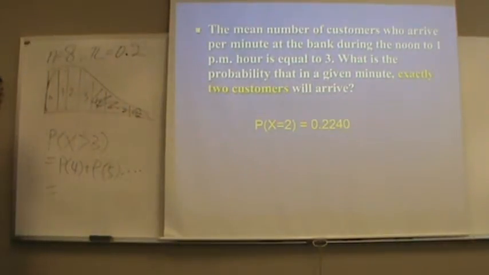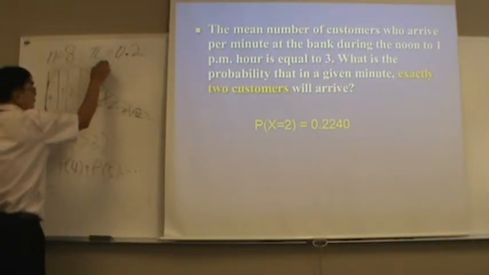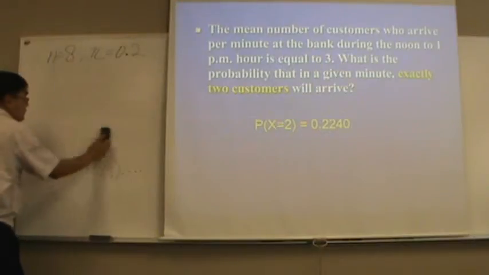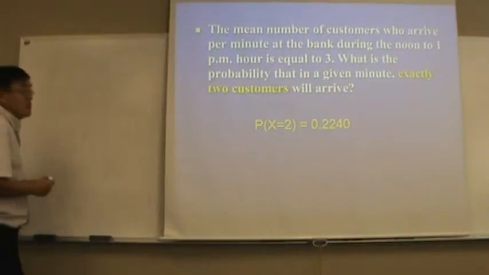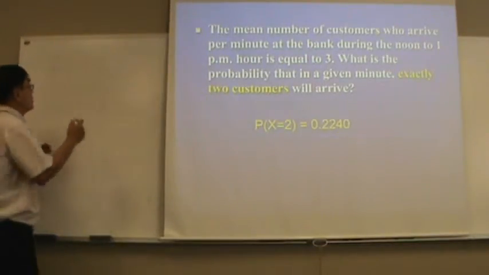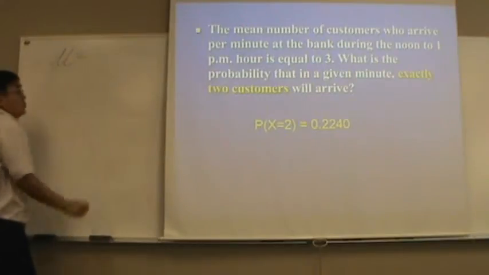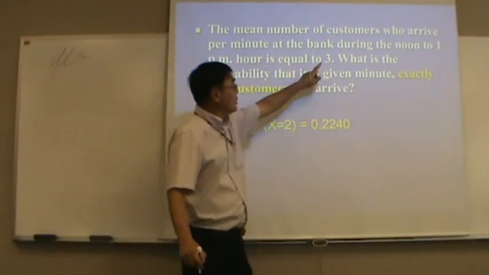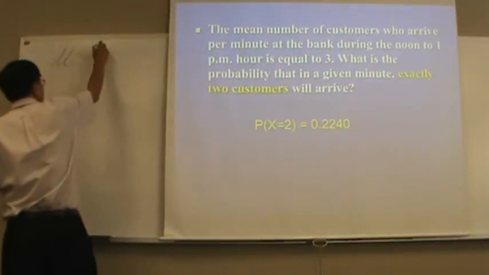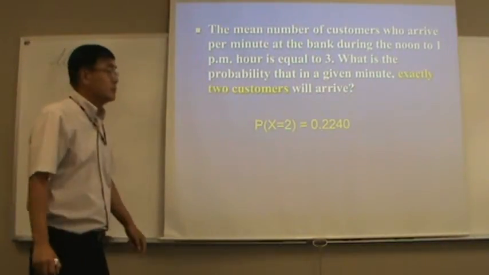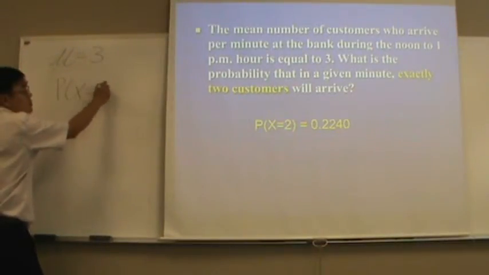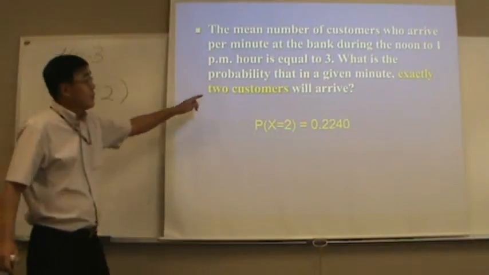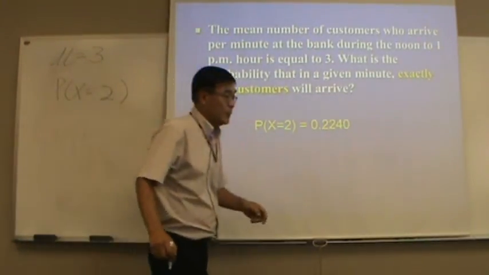when you solve a binomial problem, you need n and pi. But for a Poisson distribution problem, you need mu. Mu is 3, the given average is 3. Then the probability that x equals 2, exactly 2, something like this.